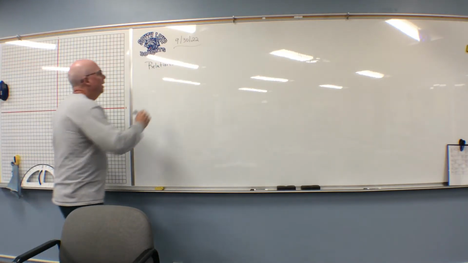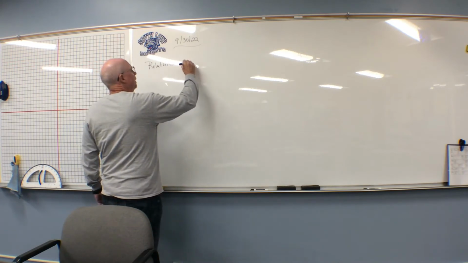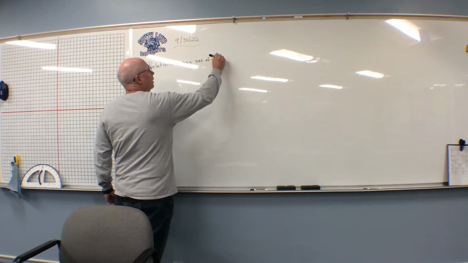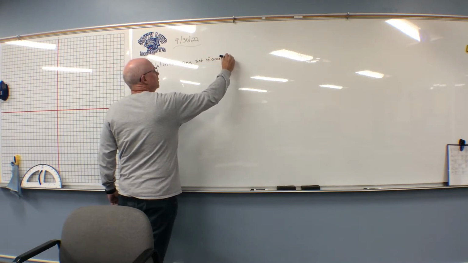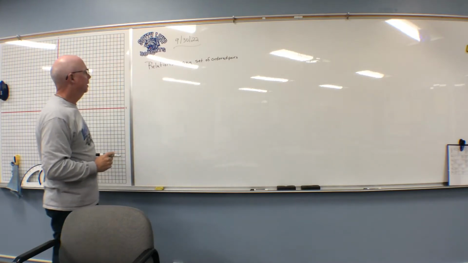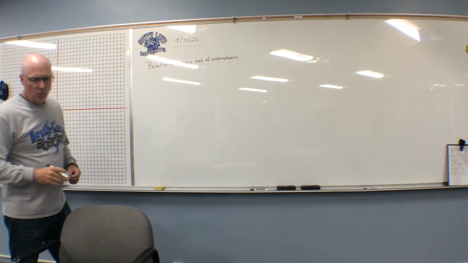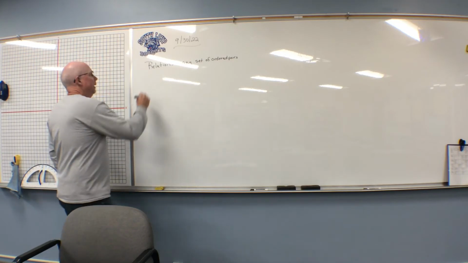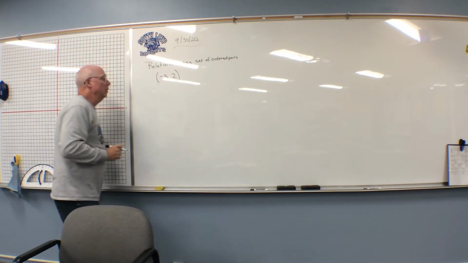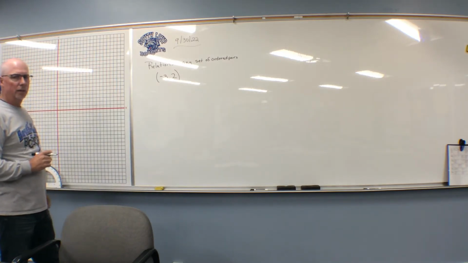Okay, a relation in mathematics is any set of ordered pairs. Okay, any set of ordered pairs. And let's remind ourselves what ordered pairs are. An ordered pair is a number that is graphed in the coordinate plane.